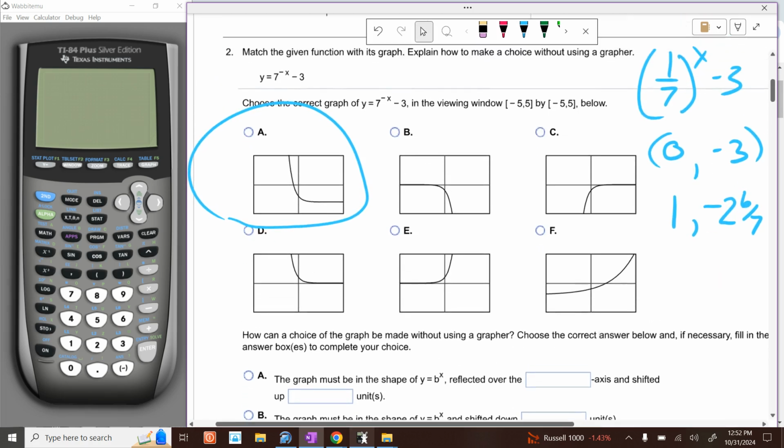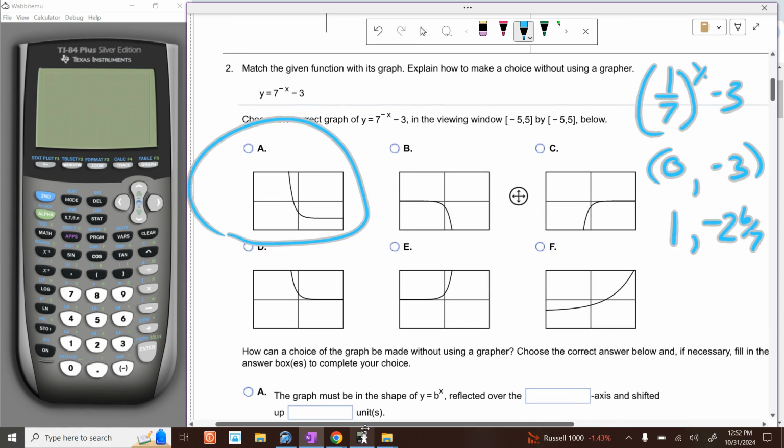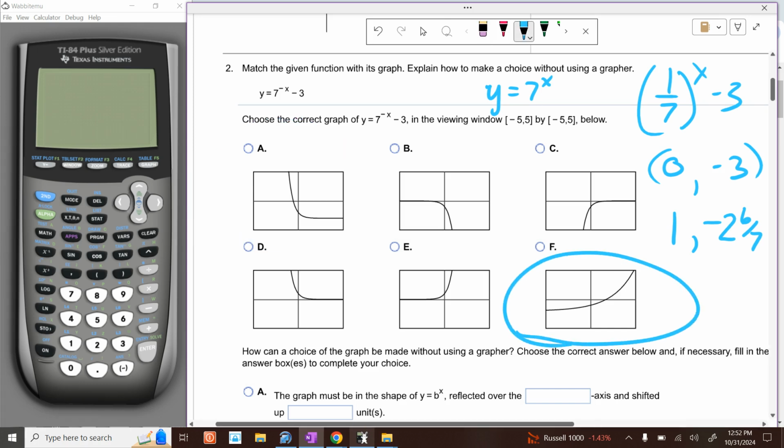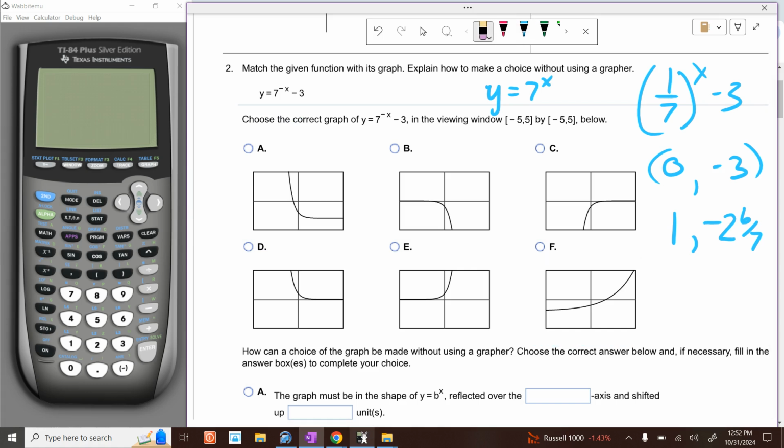Okay? Because if it was y equals 7 to the x, compared to 7 to the negative x, if you have a negative power of x, then it's going to flip it over the y-axis, not the x-axis. Should flip it over the y-axis. No, I'm wrong there. 1, negative 2 and 6/7.